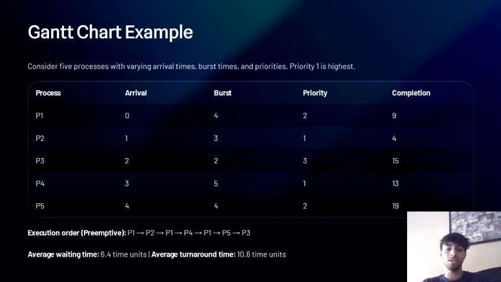Gantt chart example. Let's look at an example to understand better. We have five processes P1 to P5, each with arrival times, burst times, and priority values. Priority 1 is the highest. In the preemptive version, the execution order becomes P1, then P2, then P1, then P4, then again P1, then P5, then P3. From this, the average waiting time is about 6.4 units and the average turnaround time is 10.6 units. This example shows how high priority processes get the CPU earlier, improving responsiveness for critical tasks.